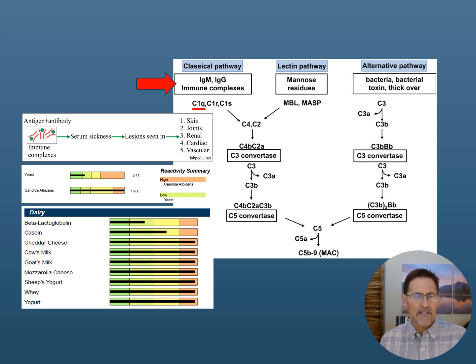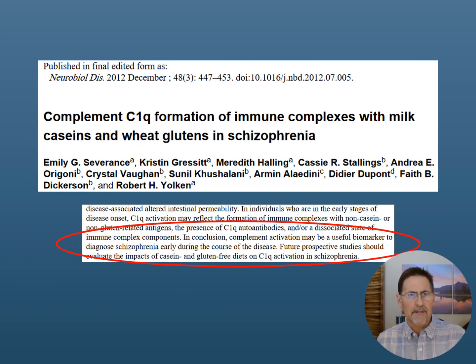And what's interesting about that C1q you see underlined there was another paper that came out in 2012 that complement C1q formation of immune complexes with milk caseins and wheat glutens is actually seen in schizophrenia. So there's a lot of this kind of research out there. But I wanted to show you that Vojdani paper back from 2004, because that's been out there a long time, and that is just one angle of immune reactivity, a cross-reactivity between a food peptide, so gluten, and cerebellar peptides in the brain, knowing that the cerebellum is often compromised in autism.